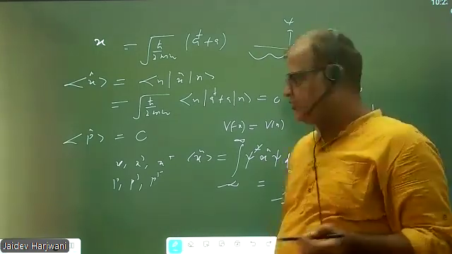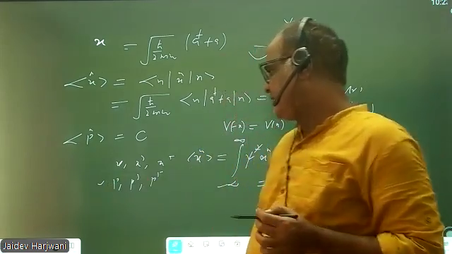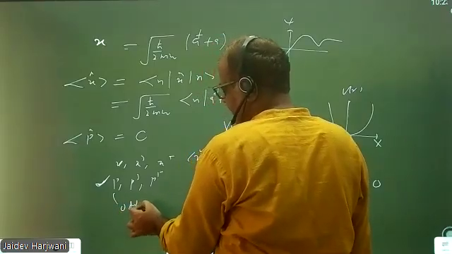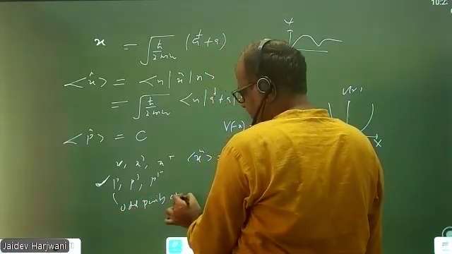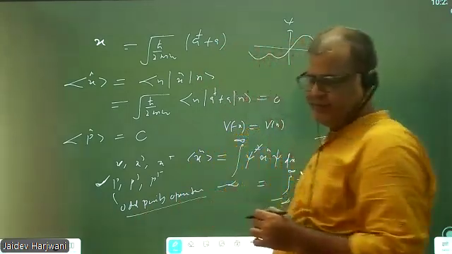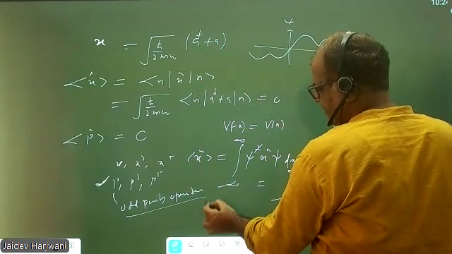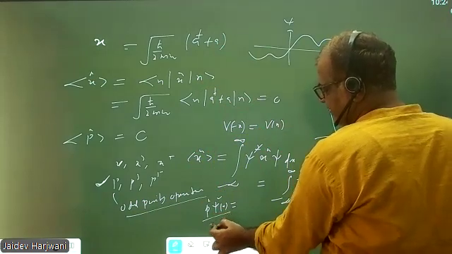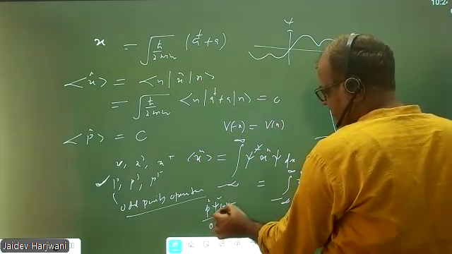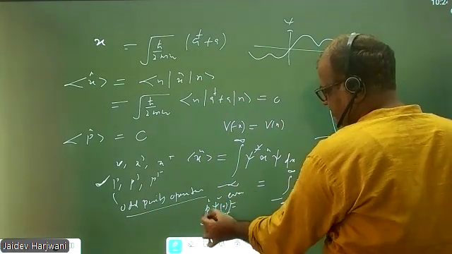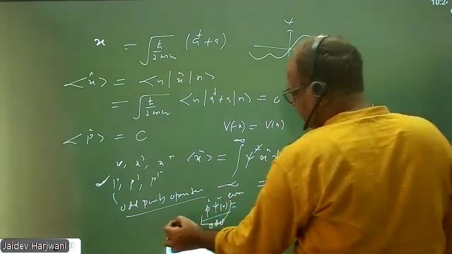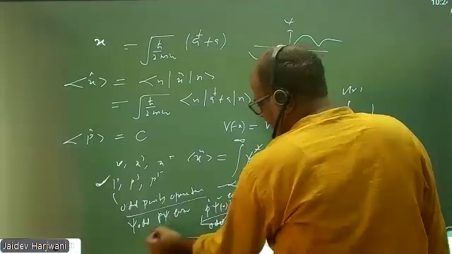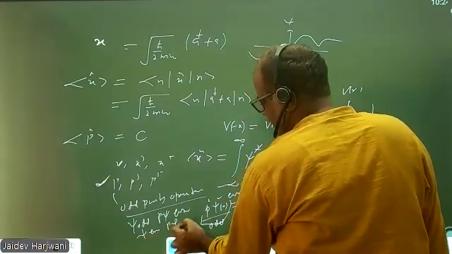Similarly, p is a negative parity operator. Negative parity operator means odd parity operator. P is an odd parity operator. What does odd parity operator mean? Whenever P operates on psi, if psi is even, P psi becomes odd. And similarly, if psi is odd, then P psi becomes even.